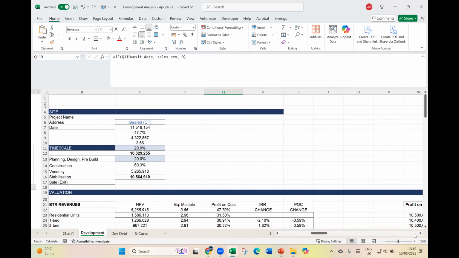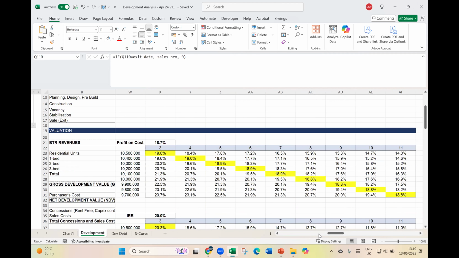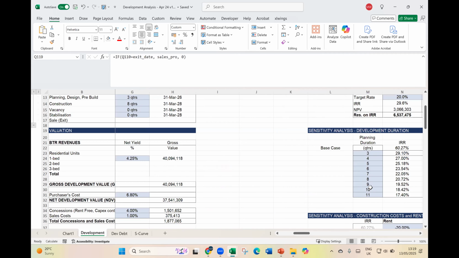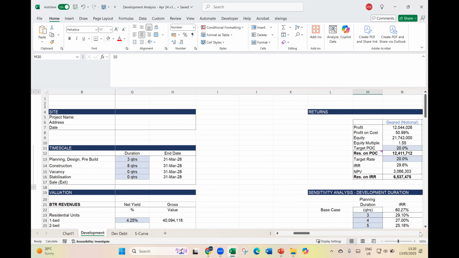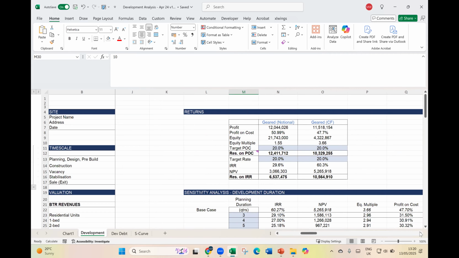So let me just see. You can put lots of sensitivity tables as well. Okay, so here you have the geared notional and the geared with the cash flow. The difference between the notional and the geared from the cash flow is that the notional will assume the notional finance, right? 100% loan to cost, and it's more like an approximation. Yeah, but it's a valuation technique.